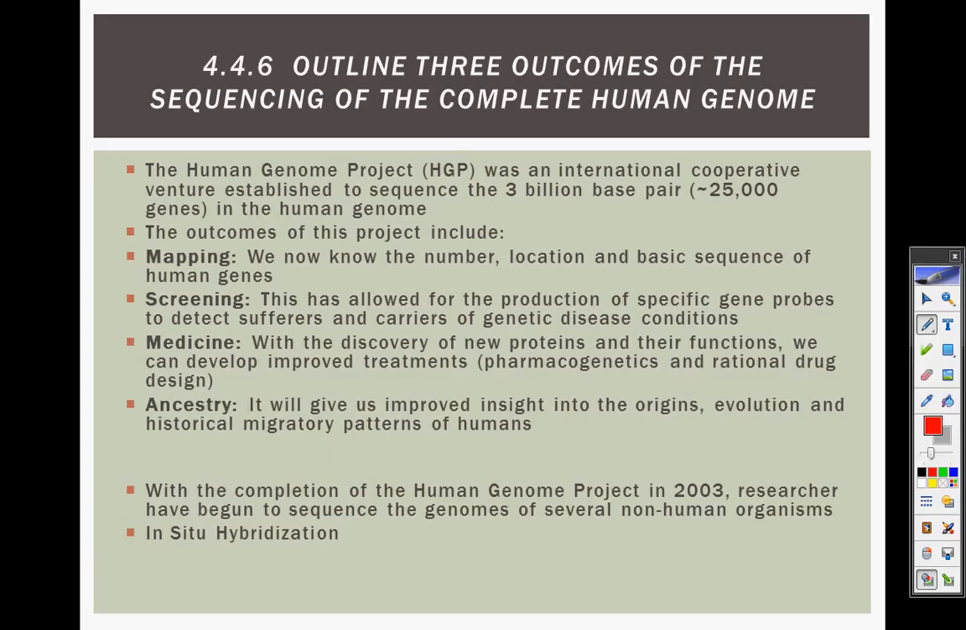The Human Genome Project was an international cooperative venture established to sequence the 3 billion base pairs and around 25,000 genes in the human genome. For some reason, Bill Clinton said it was a tie between the private and public worlds, but he is actually incorrect, because Celera Genomics did complete the human genome first.